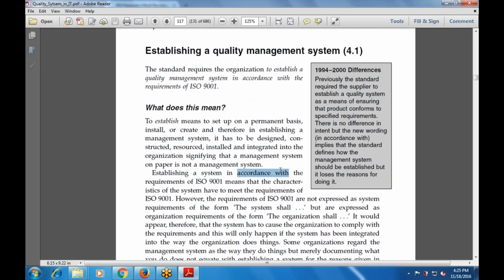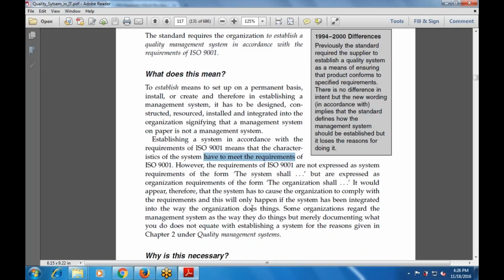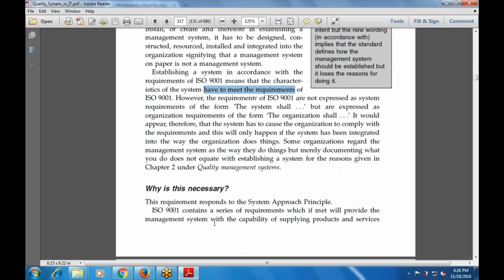Then establishing a system in accordance with the requirements of the ISO 9000 means that the characteristics of the system have to meet the requirements of the ISO that are not expressed as system requirements, but as organization requirements that the organization will comply with, often integrated into the way the organization does things. And whatsoever the organization, whatsoever the things that are used, they are documenting what they want to educate with, establishing a system for the reasons that are necessary.